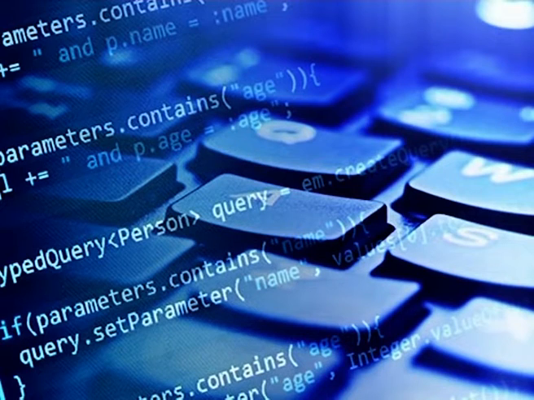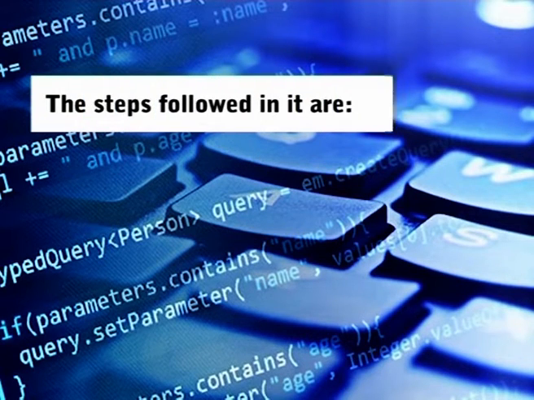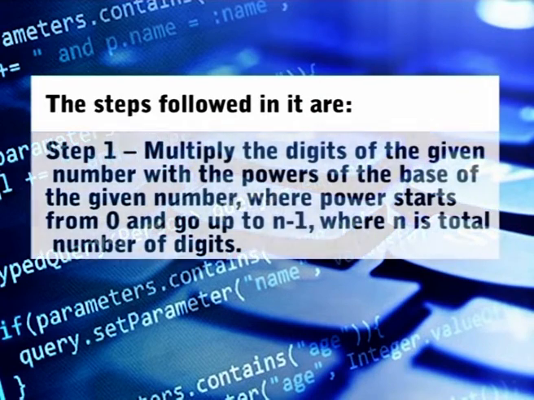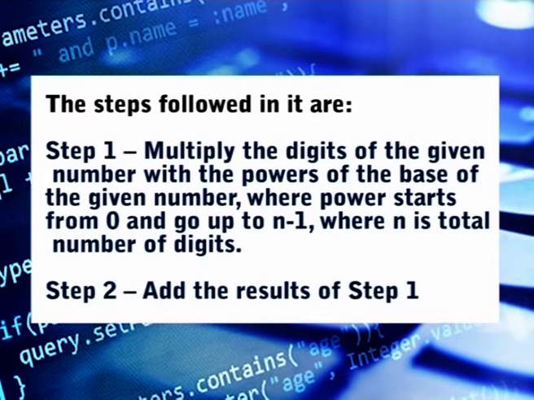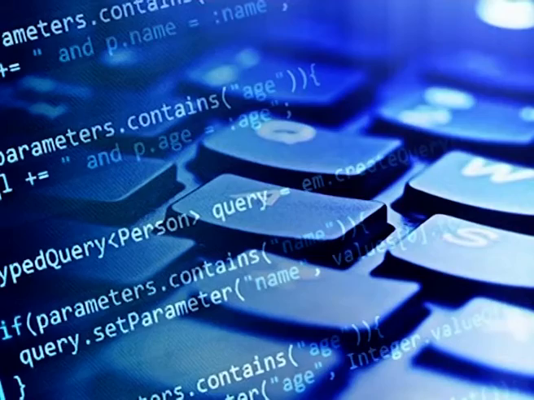Let us now see how to convert other base systems to the decimal number system. The steps followed are: step 1, multiply the digits of the given number with the powers of the base of the given number, where power starts from 0 and goes up to n minus 1, where n is the total number of digits. Step 2, add the results of step 1. Let us begin with the other base systems, starting from the binary number system.